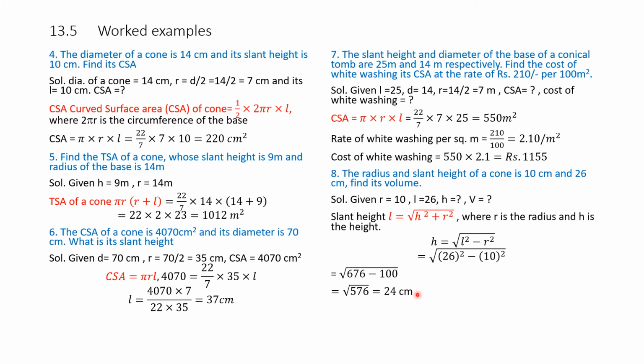Now we are required to find the volume. Volume is given by the formula 1 by 3 pi r square h. That is equal to 1 by 3 into 22 by 7 into 10 into 10 into 24. Simplifying, we get 2512 cubic centimeter. That is the answer.